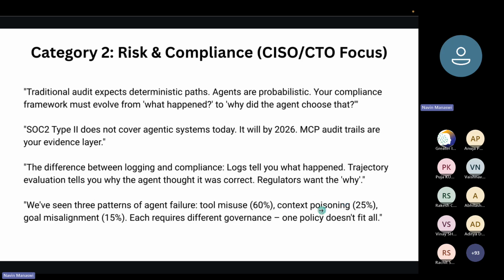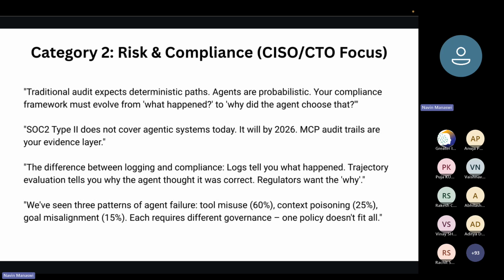Context poisoning. For example, if the context is confused by the system, it tries to go into another domain and disturb the whole thing. It can really kill the system. They will misunderstand things and go and do something else in the other database.